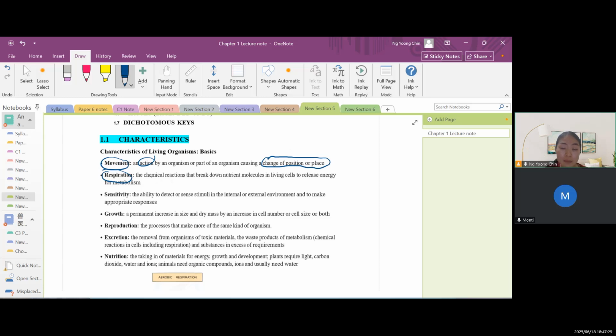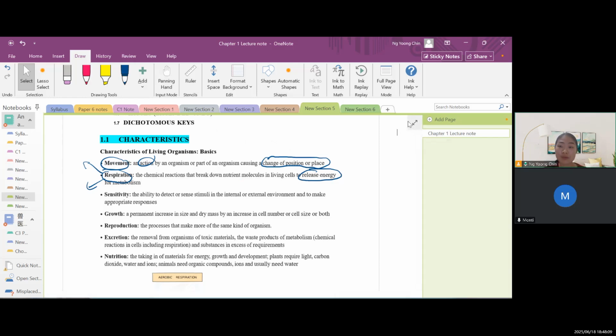So Monty, you may read this statement. The chemical reactions break down the nutrient molecules in the living cell to release the energy for metabolism. So what does this mean? It is what we call respiration. Respiration is a process which every living organism uses to get energy. Release energy means that they will get the energy. So you can imagine it this way. In biology, you must know how to imagine the whole process.